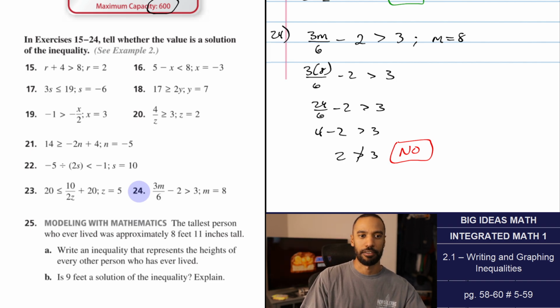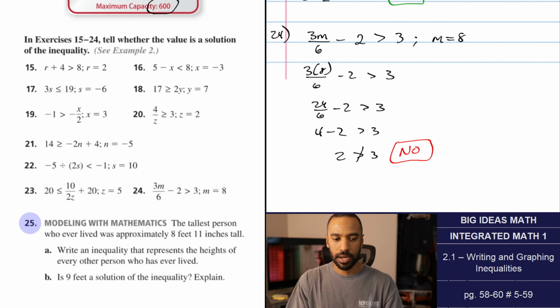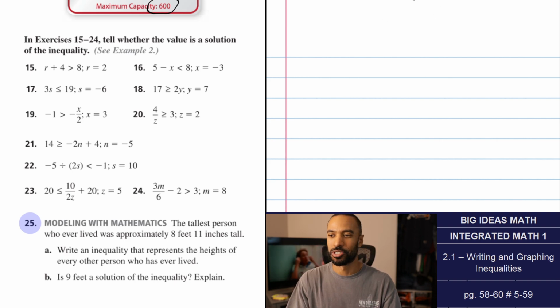Okay, number 25. The tallest person who ever lived was approximately 8 feet 11 inches tall. We want to write an inequality that represents the heights of every other person who has ever lived.